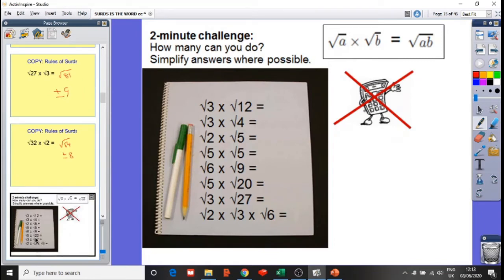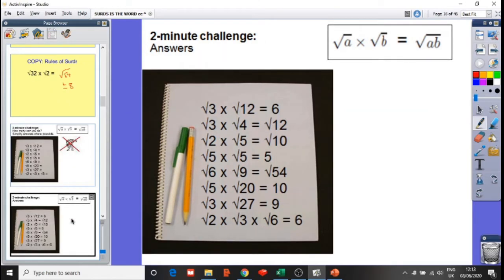Right, guys, go. Work your way through these. Do them without your calculator as quick as you can. Simplify them if you can. Pause the video. I'm going to show you the answers. And again, the only difference is obviously this should be plus or minus, plus or minus, plus or minus, plus or minus.